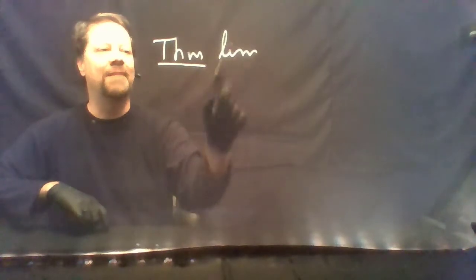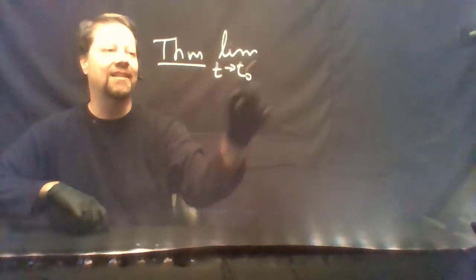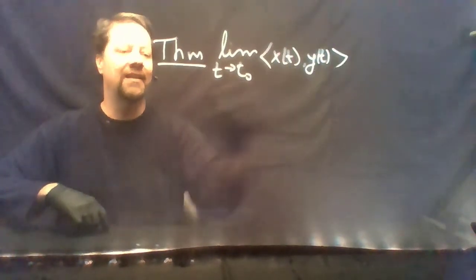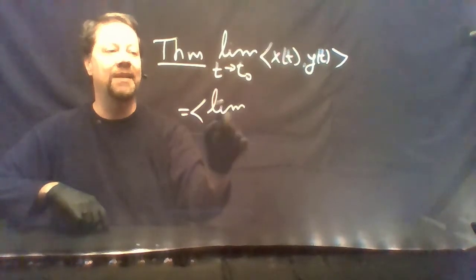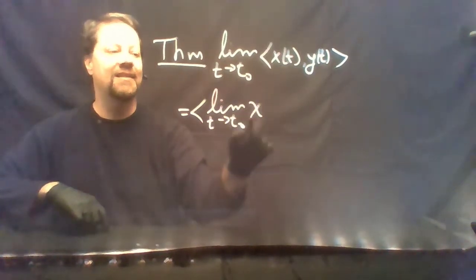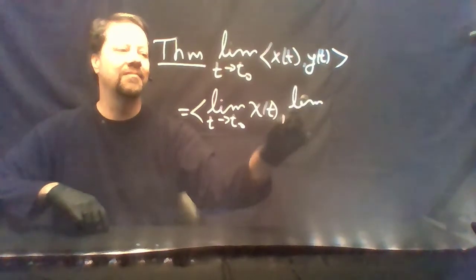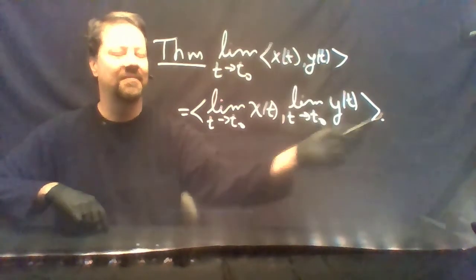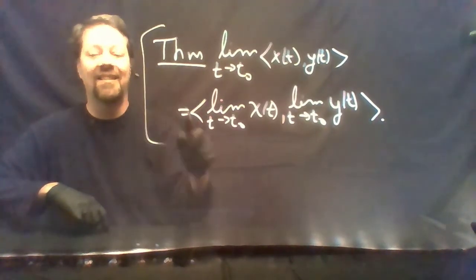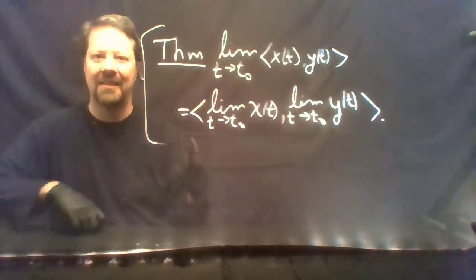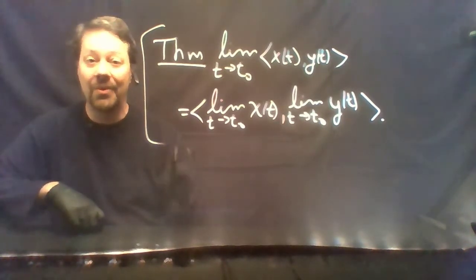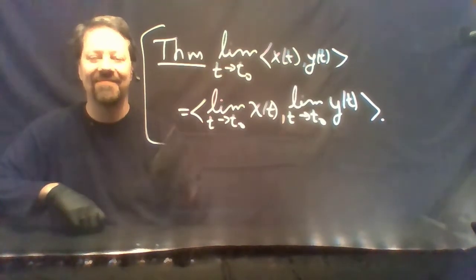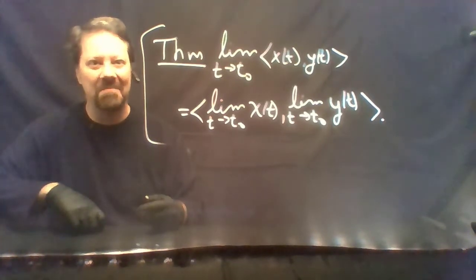If we're calculating the limit as t goes to t naught of x of t, y of t, you may as well calculate the limit of each coordinate separately, provided those limits exist. We've just reduced limits of vector-valued functions to the notion of limits that we introduced in Calculus 1. That's going to save us a lot of work and time.